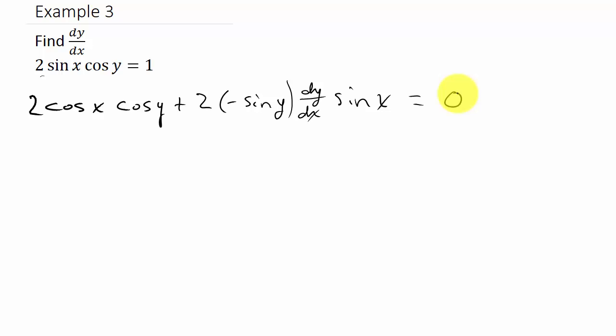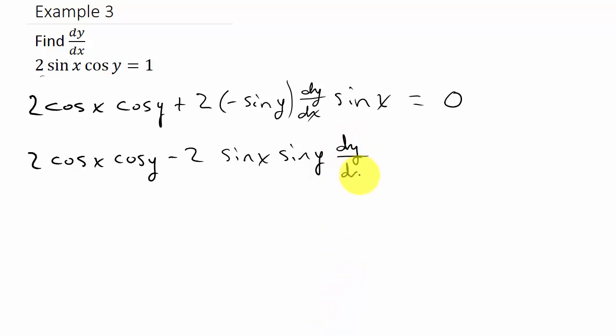Alright, so let's clean this up just a little bit. So I've got 2 cosine x cosine y minus 2 sine x sine y times dy/dx, and that equals 0.